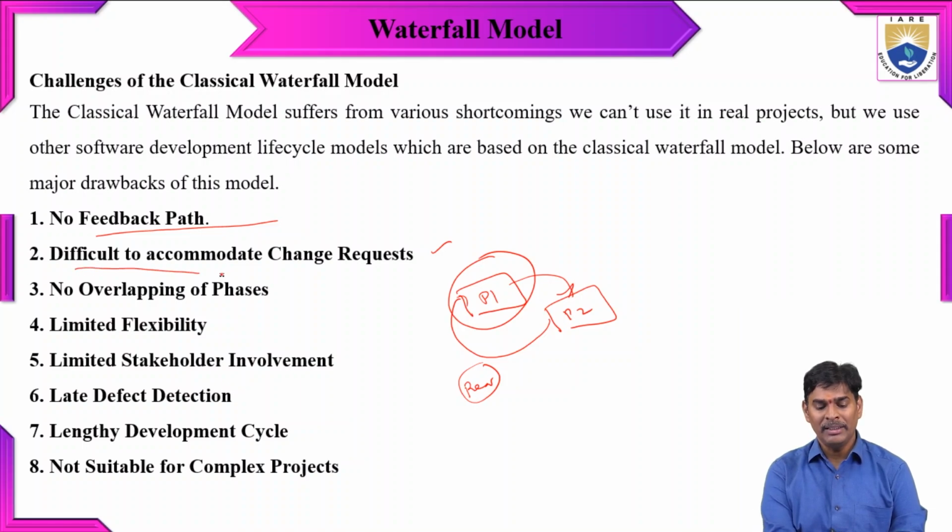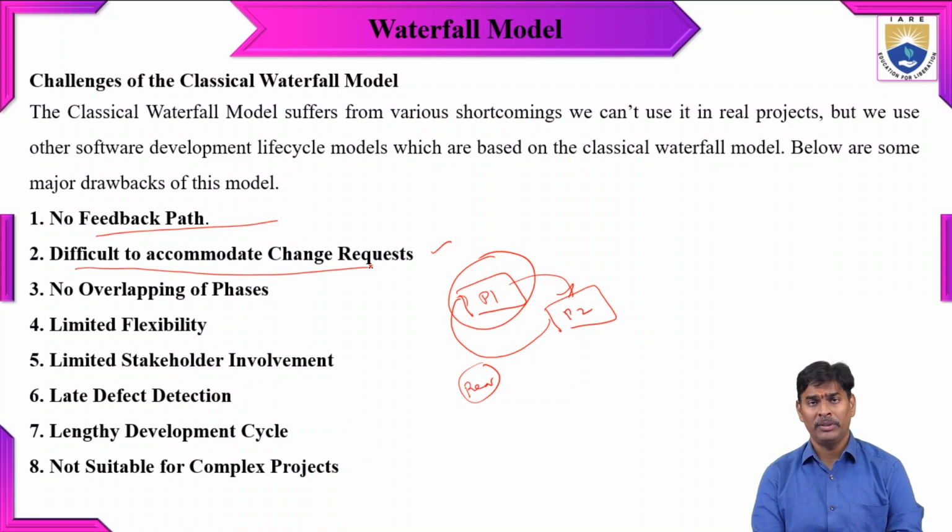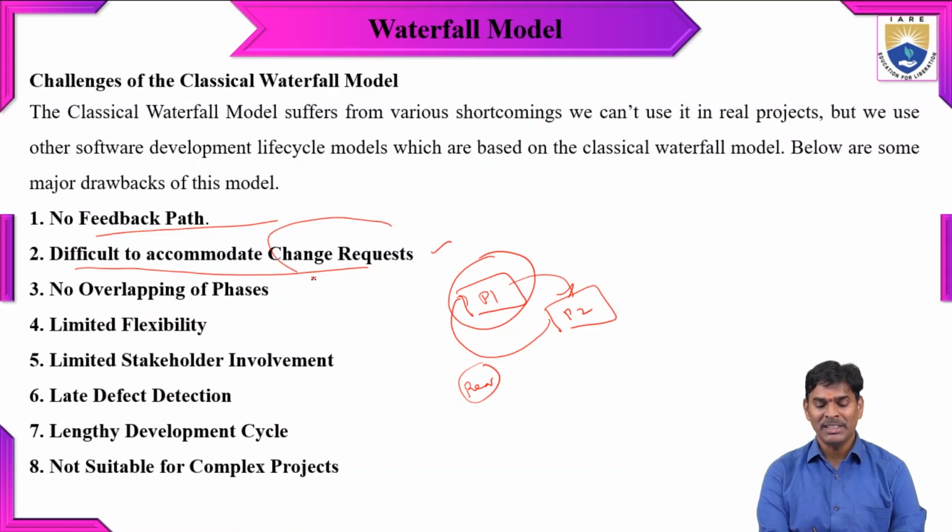So mainly they are going to check these major points: if any change request happens during software projects using the waterfall model, the change request is very difficult to accommodate here, and there is no overlapping of phases.